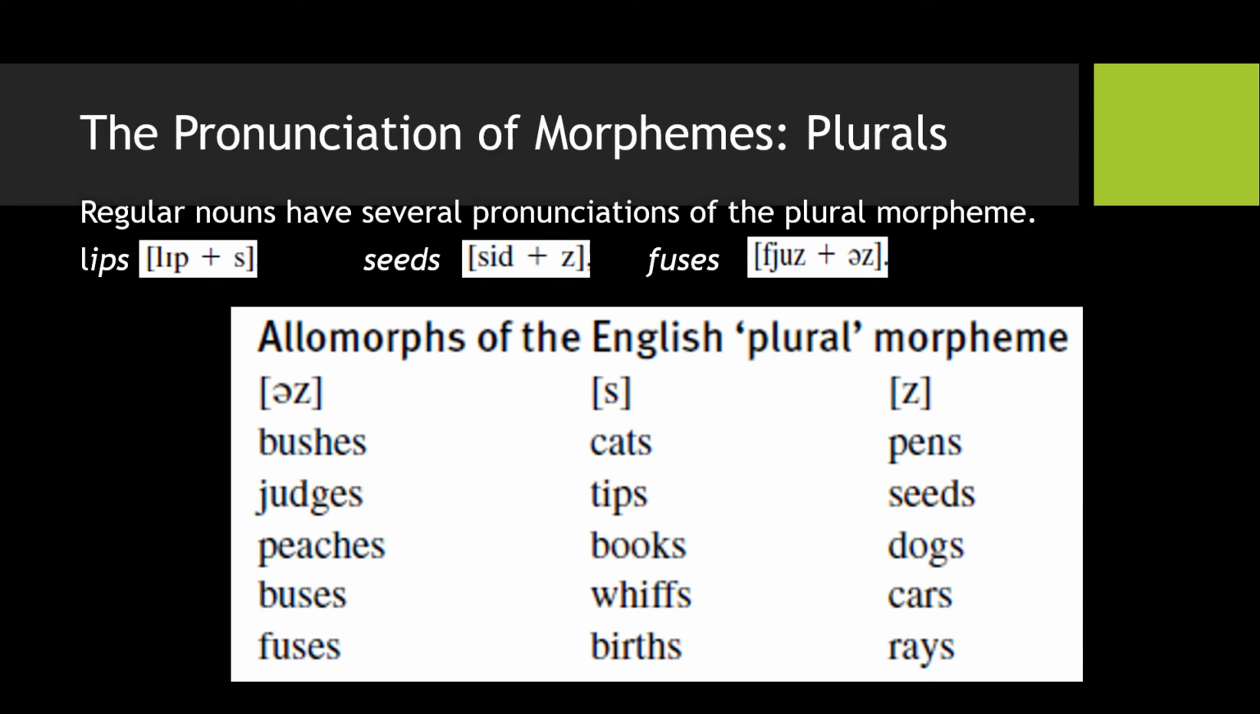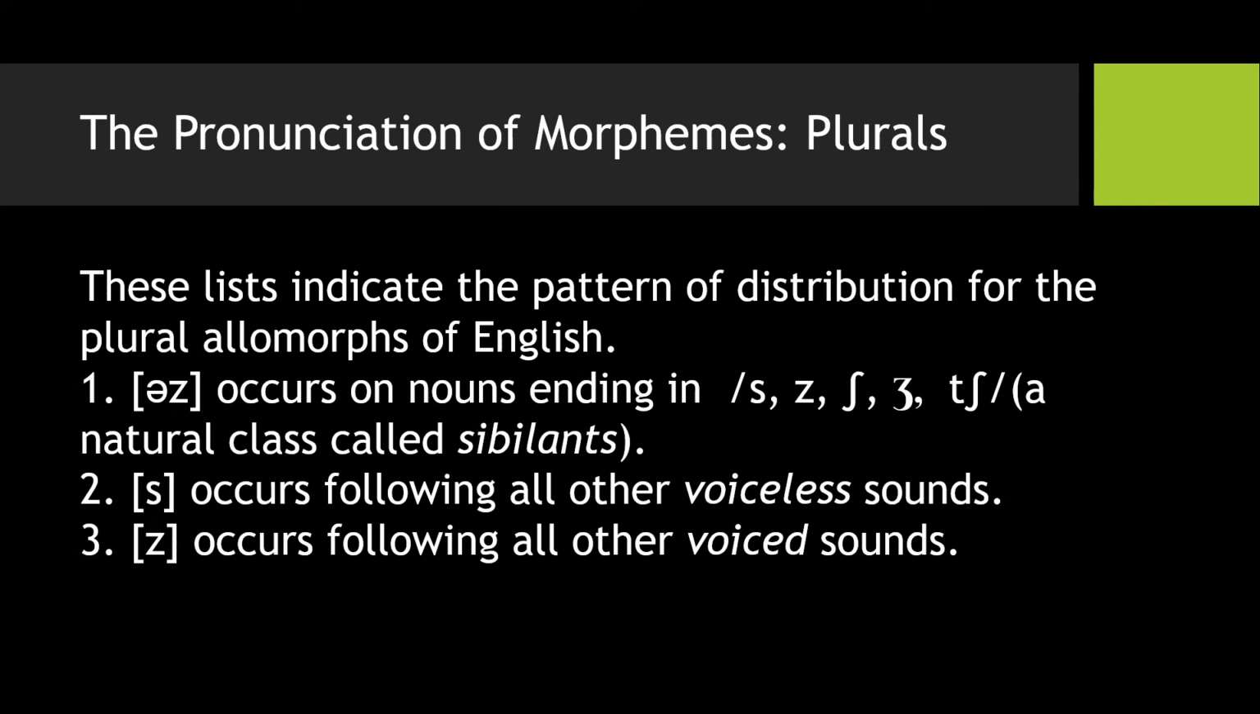We have three categories. In the first column, we have bushes, judges, peaches, buses, fuses. In the second column, we have cats, tips, books, biffs, births. In the third one, we have pens, seeds, dogs, cars, rays. These lists indicate the pattern of distribution for the plural allomorphs of English.